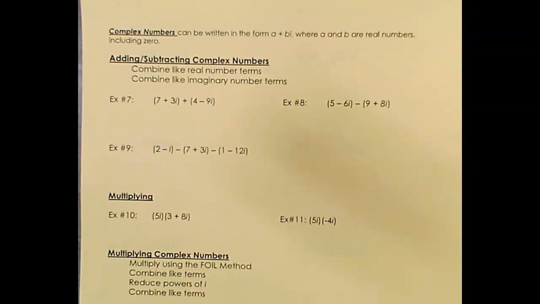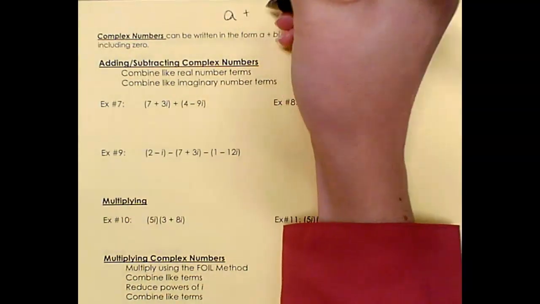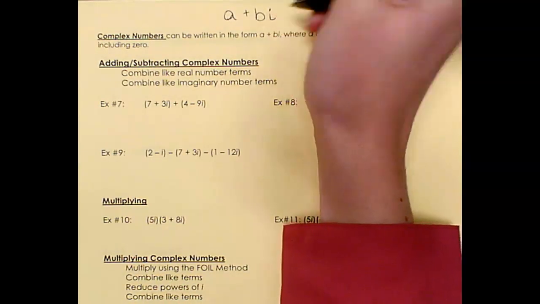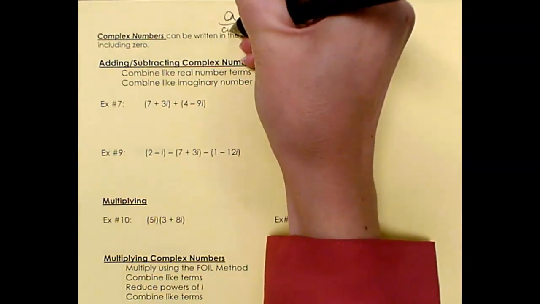All right. So the reason that we talk about this is to talk about complex numbers. And complex numbers can be written in the form a plus bi, where a and b are real numbers. They could also be 0. But the b has the imaginary or complex component. So a plus bi, this whole thing is the complex number.